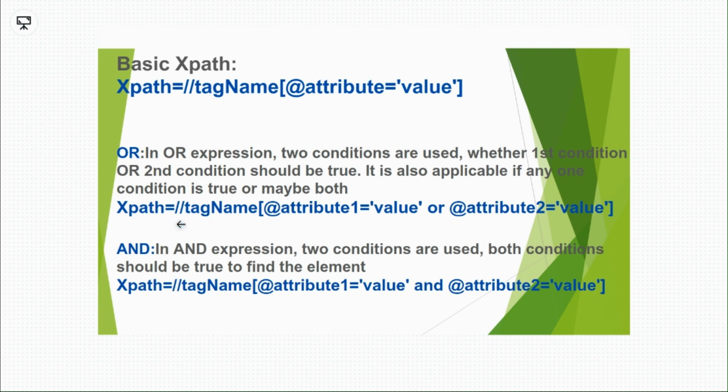It will start with the double slash and tag name with the square bracket, at attribute 1 equals to value, or at attribute 2 equals to value, and then bracket close. So you can see that either attribute 1 should be true or attribute 2, or if both the attributes are true, then also this OR condition will work.